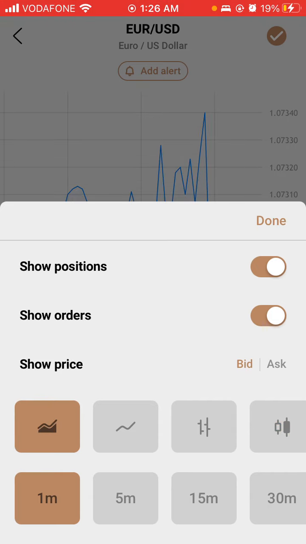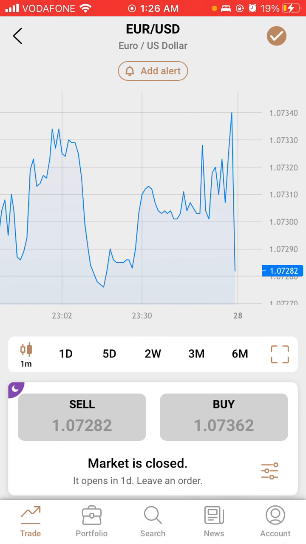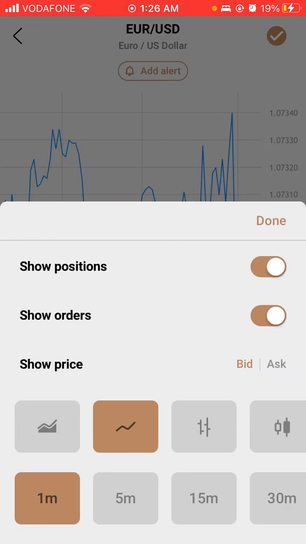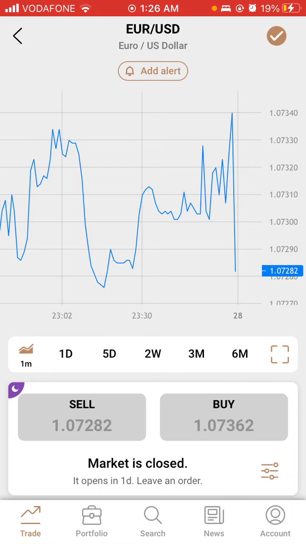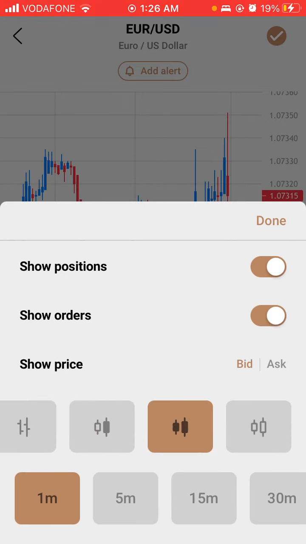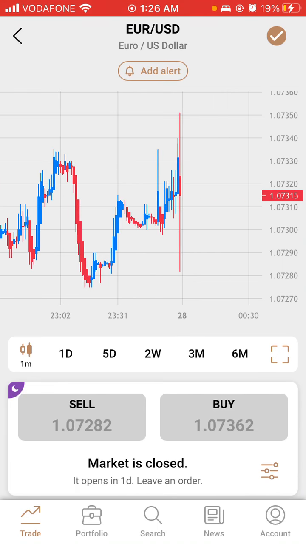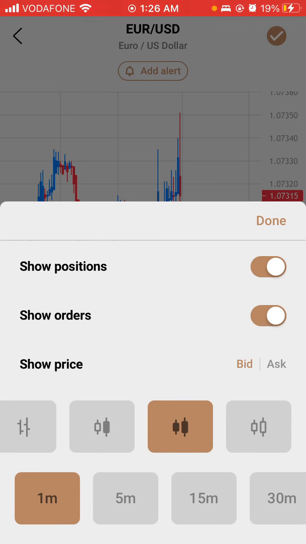This is like an area view instead of candlesticks, and this is like a line, just lines, and this I don't really know what it's called though. Then this is the candlesticks. Then this is Heikin Ashi, something like that. I don't really know how to pronounce it though. So that's just basically it.